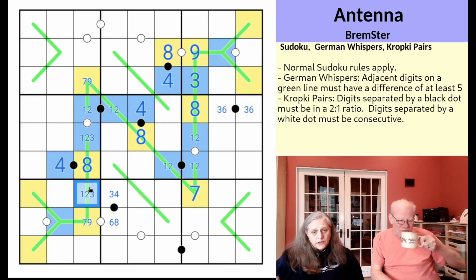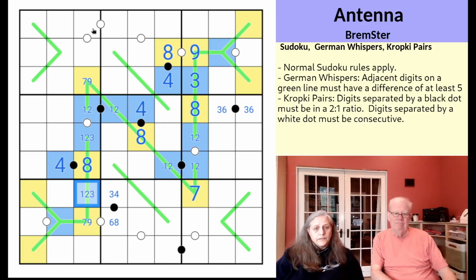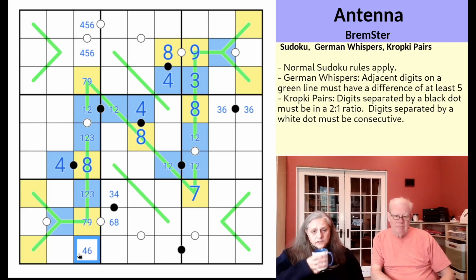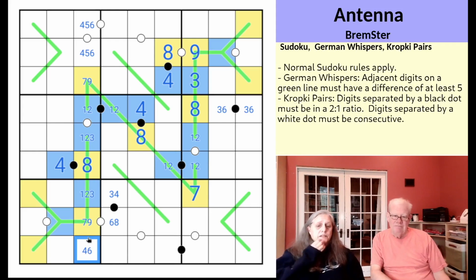So column 3 and column 7 are each missing 4, 5, and 6, and each of them has a Kropki dot at the top, a consecutive dot, which will have to have a 5 on it. So there must be a 5 on the dot, so there can't be a 5 in row 9, so that is a 4, 6 pair. And then there's corresponding over in column 7. This is a 1, 2, 3.